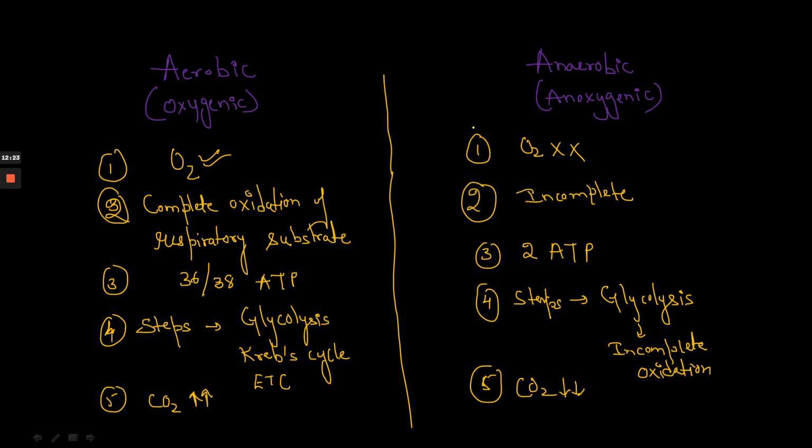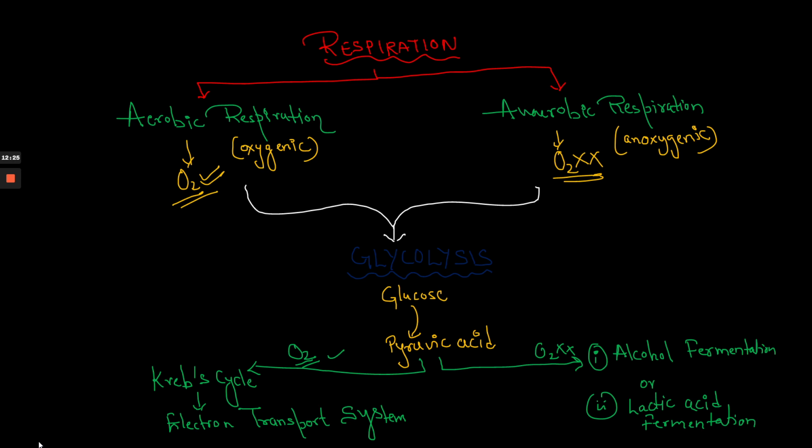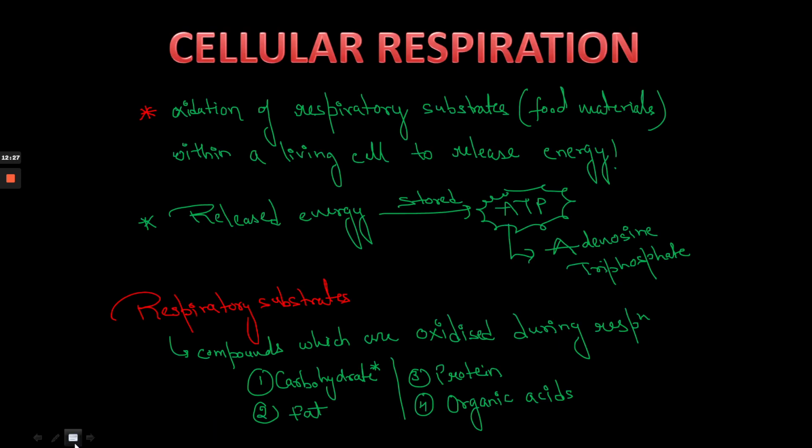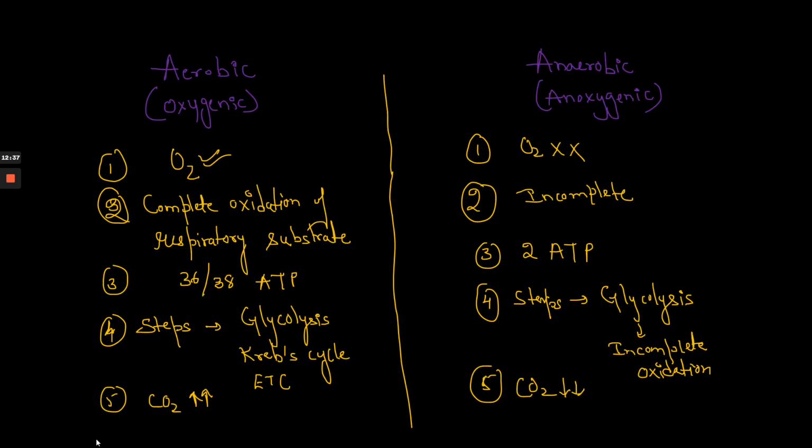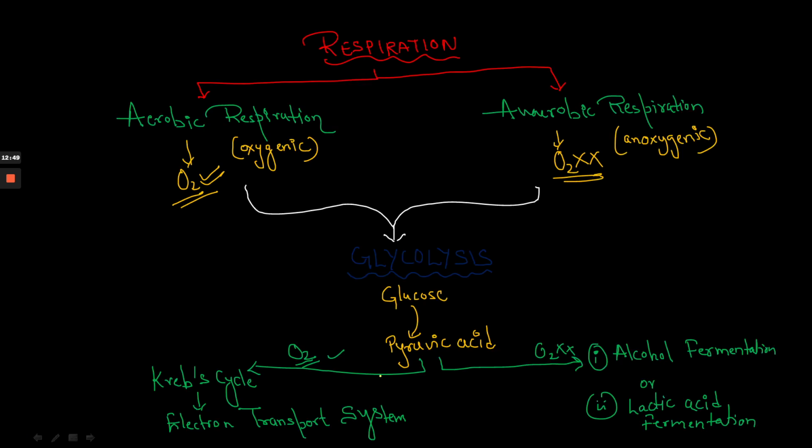So in this video we have seen the basic meaning of cellular respiration. We have seen what respiratory substrates are, and we have seen the two types of respiration, aerobic and anaerobic, and the basic differences between these two. In the next video, I'm going to talk about the glycolysis process, and then Krebs cycle, electron transport chain, and also about two types of fermentation, that is alcohol and lactic acid fermentation.